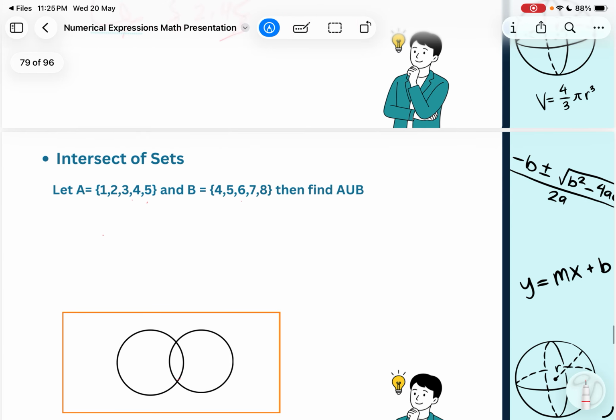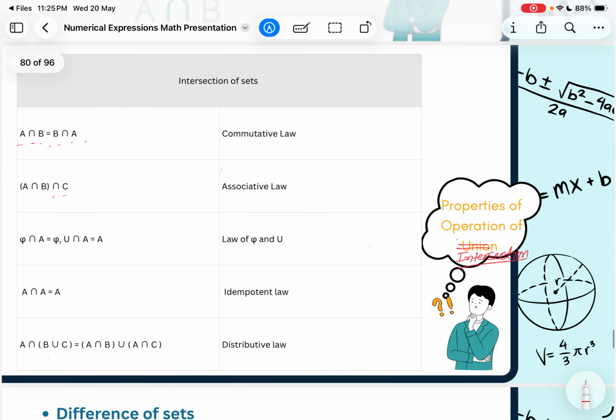Okay, next example of intersection: A is 1 2 3 4 5 and B is 4 5 6 7. Is 1 also there? No. 2 also there? No. 3 also there? No. 4 also there? Yes. 5 is also there. So 4 and 5 will be the intersection of the sets. So this is the intersection, and here there will be 4 and 5, right?